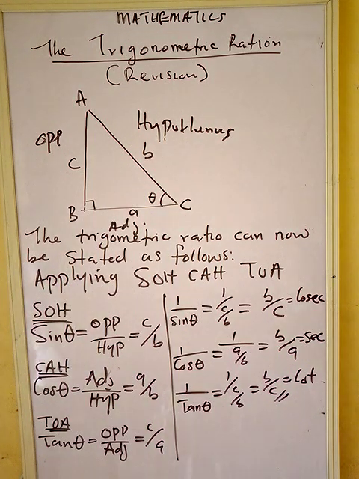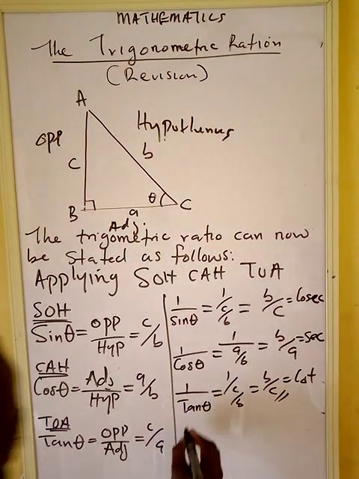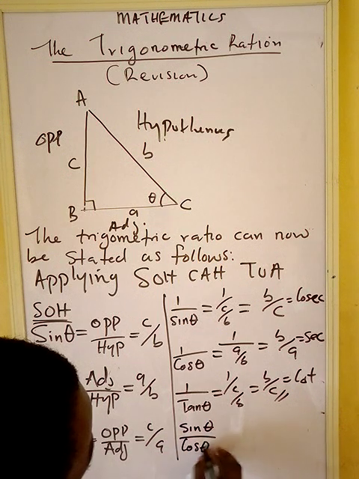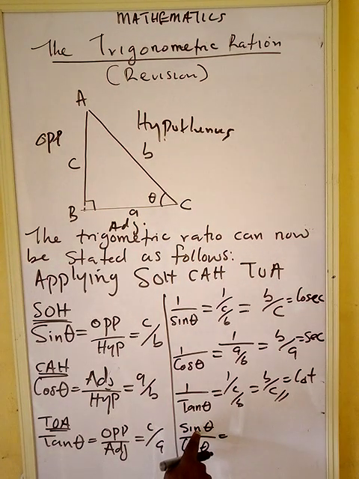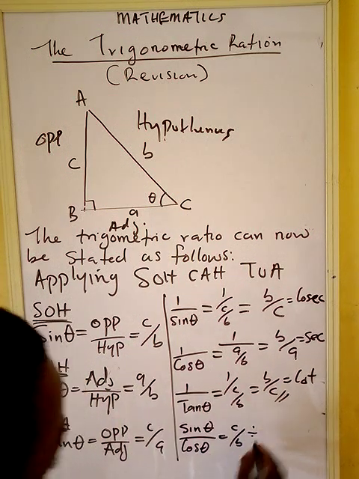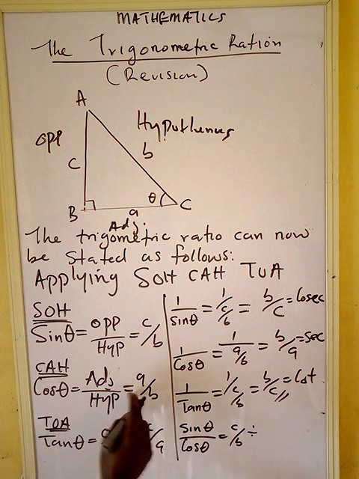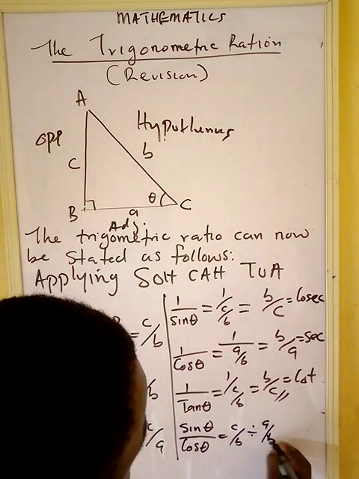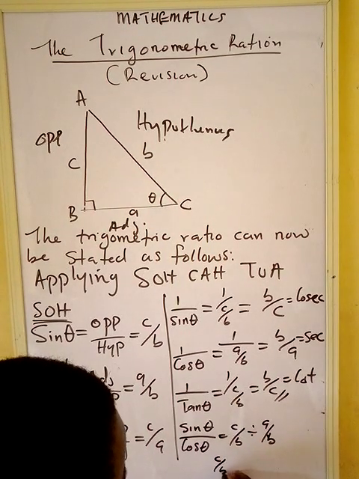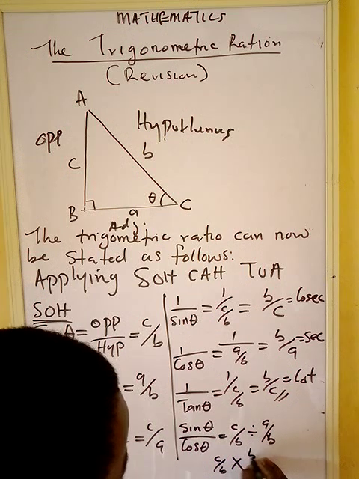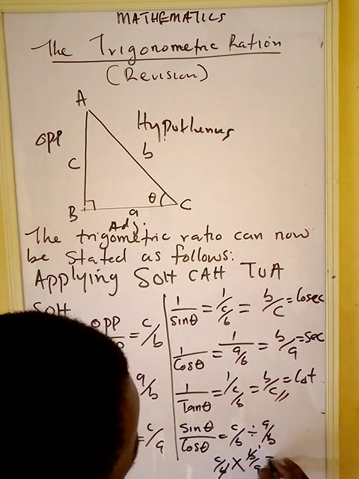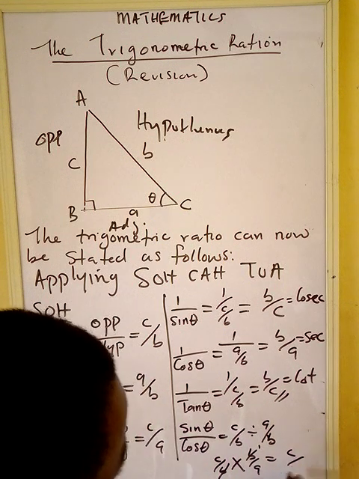What will it give us? Sin theta divided by cos theta. So let's see, sin theta divided by cos theta. Our sin theta is c over b, divided by cos theta, which is a over b. So from here I can say c over b times b over a. The b cancels, and we have c over a.